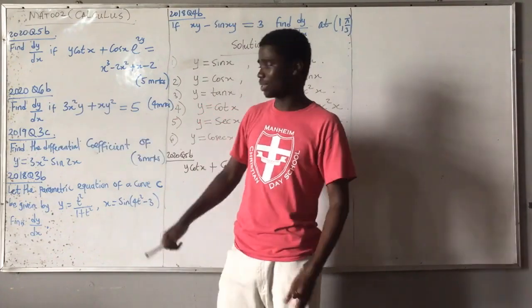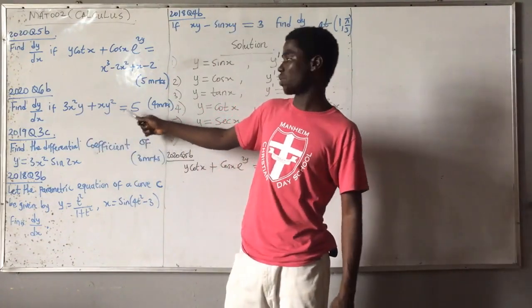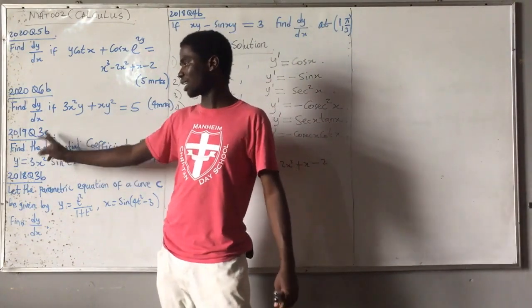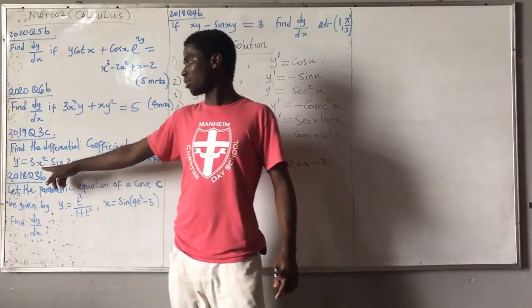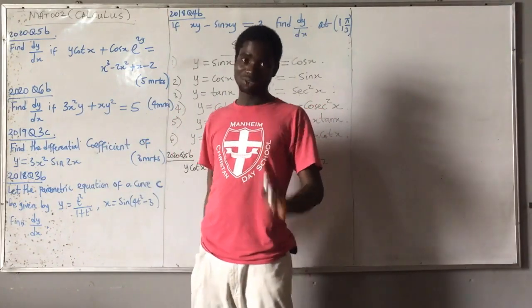This is 2016 question 2b. This is 4 marks. You can see 3x squared y plus xy squared equals 5. Now look at this one. Find the differential coefficient of, this is 2019 question 3c, y equals 3x squared sine 2x. You will see how we are going to solve this one as well.